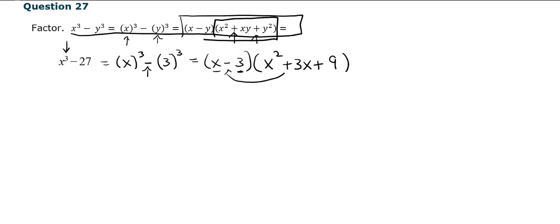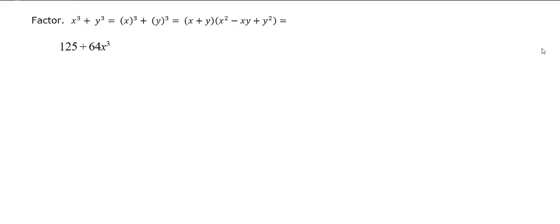These signs will always be opposite of one another. X squared plus 3x plus 9 is the trinomial factor, and again, that's why we don't have a middle term. Let's look at another one. Here we have 125 plus 64x cubed.